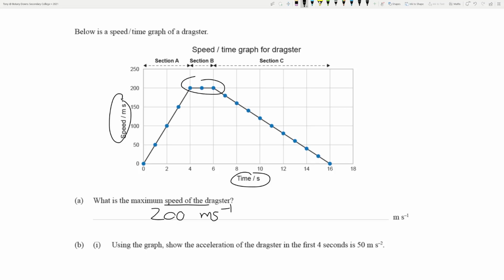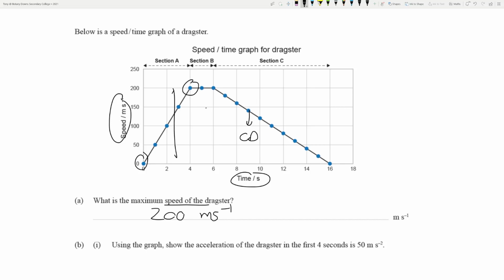Very nice and easy. Using the graph, show the acceleration in the first 4 seconds. So if you're looking at this particular section, this is constant acceleration. This part is constant speed. This part is constant deceleration. And we can calculate acceleration by using the first point and the last point.